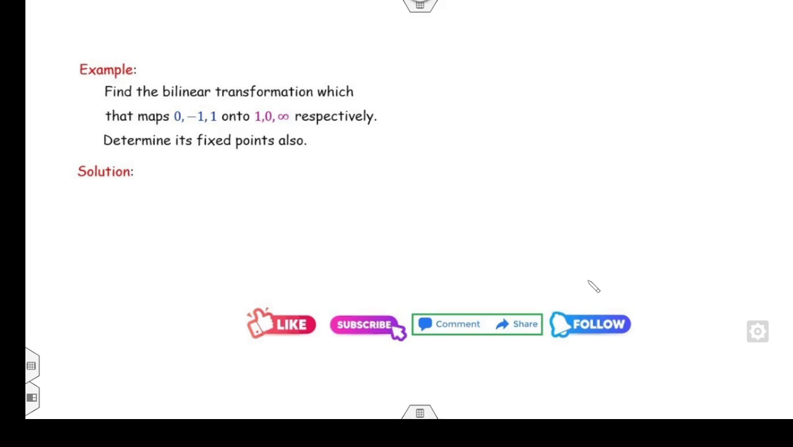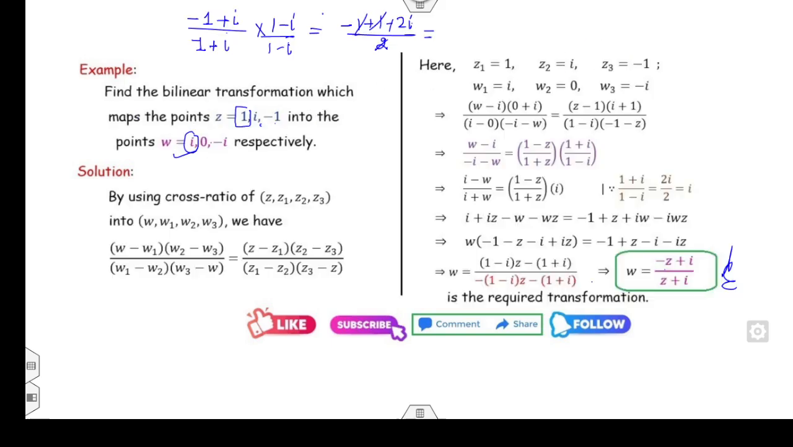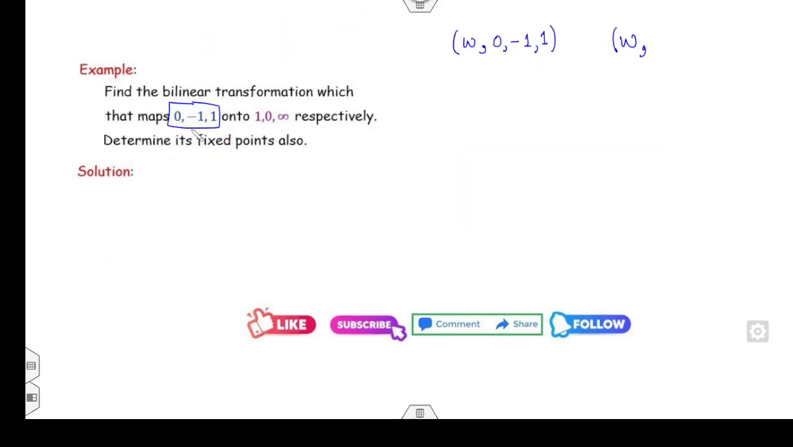Find the bilinear transformation. Again, you can see there are 3 points given, but we need 4 points. I can take 1 as W. The second pairs are my 0, minus 1, 1. Sorry, these values are my Z, not W. These are my Z. I can map them to W as 1, 0, infinity.